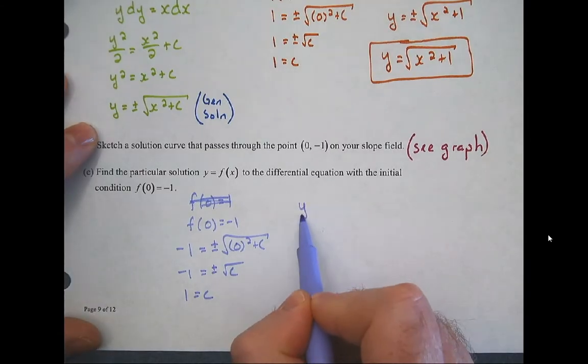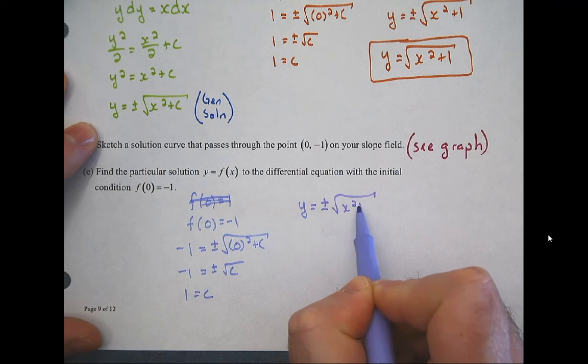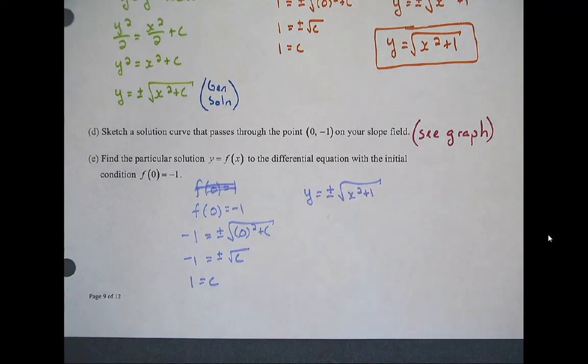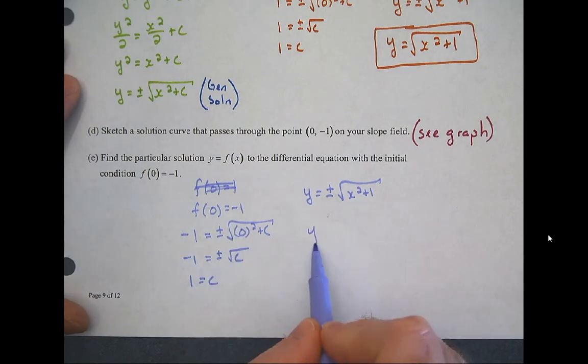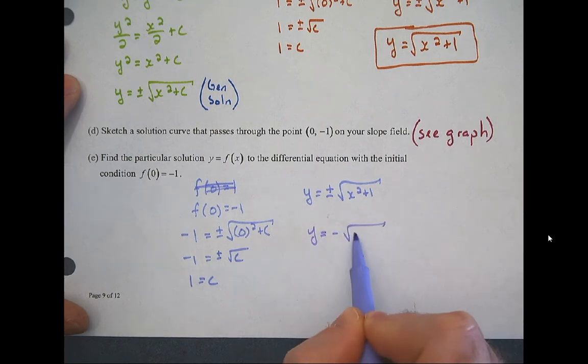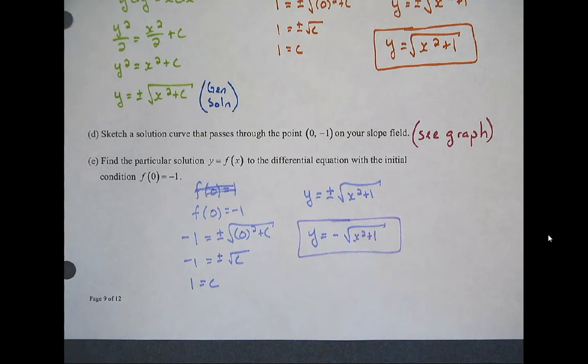So why do we actually have different answers? Because we still have to choose between the positive and negative case. So remember, our initial condition was 0. 0 squared plus 1 is 1. Square root of 1 is 1, but we want it to be -1. So this time I want the negative version of the general solution. Okay.